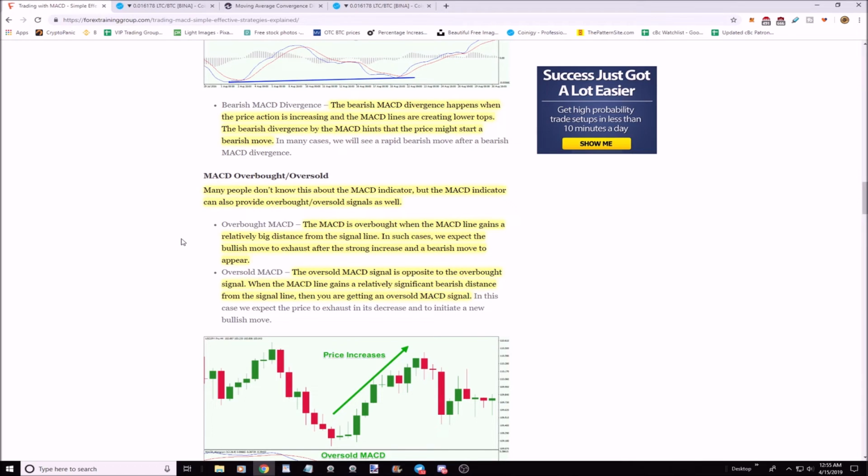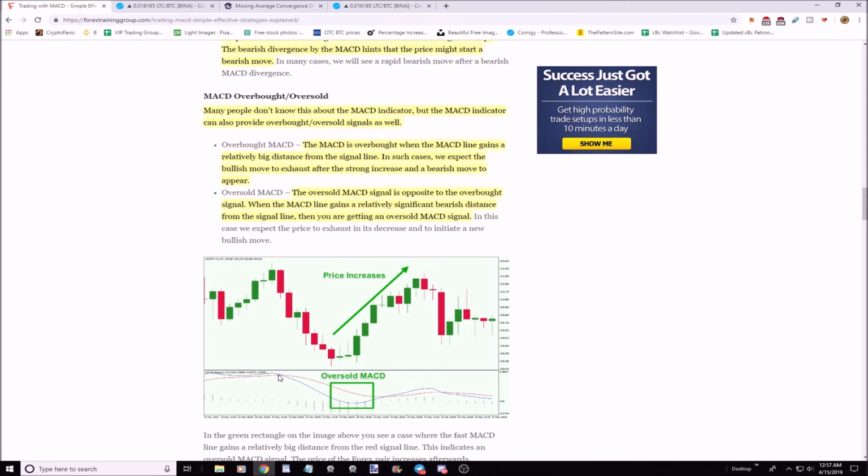Okay, so MACD overbought and oversold signals. So many people don't know this about the MACD indicator, but it can provide overbought and oversold signals as well. So here, your MACD line is way below your signal line. Thus, you've got a huge histogram.